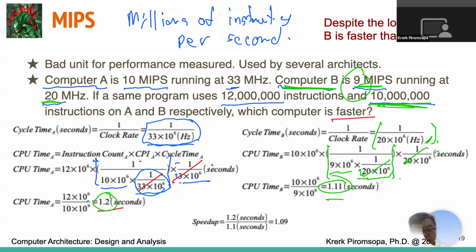So let me specifically point this out. From the number, you say, oh, A is faster, that's 10 MIPS, right? B should be slow, it's only 9 MIPS. Is it a good unit? No.